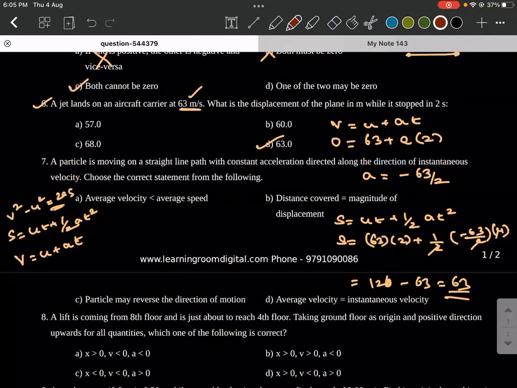Wherever you see the words an object comes to rest or stop, the first equation that should come to your mind, if time is given, is V is equal to U plus AT. If the distance traveled is given, the equation that you need to apply is V square minus U square is equal to 2AS.